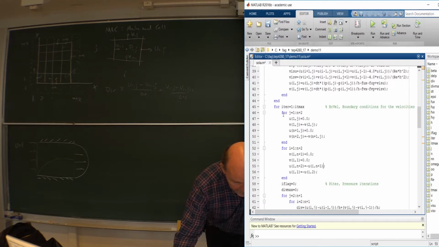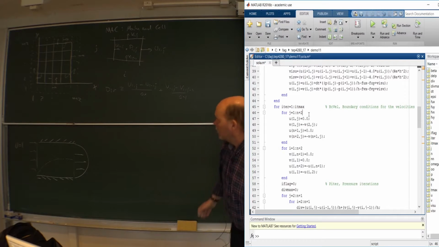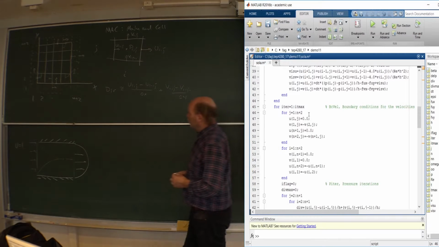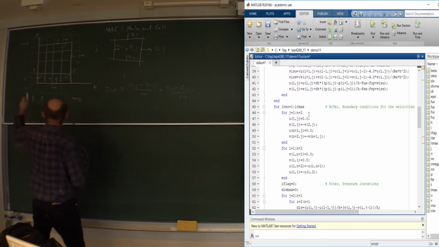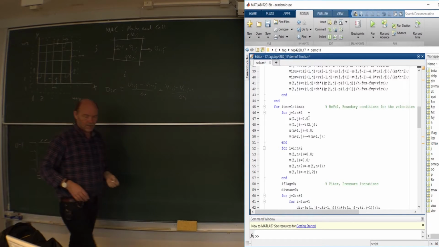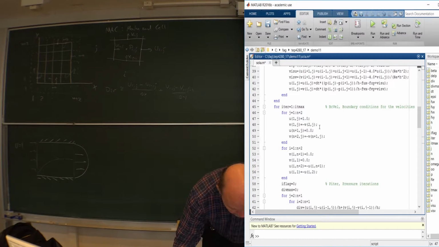For the inlet here, for all the j's, clearly we have to do something. So what will we have on the inlet? Well, I want a constant velocity profile at the inlet. That should be u equal to 1. It's not 0 anymore, it should be 1. And the v velocity should be 0.